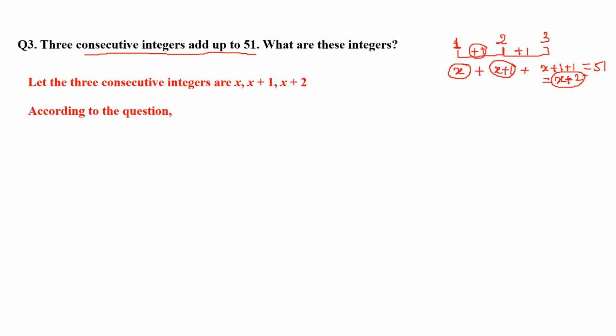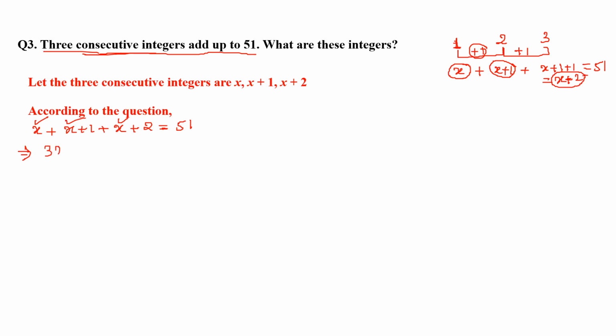Now according to the question, what it says: x plus x plus 1 plus x plus 2, the sum is equal to 51. Okay, from where I'm writing, from the very first statement, if you see, it is given. Now x is here also, here also, here also.